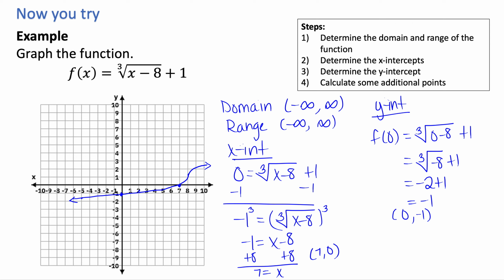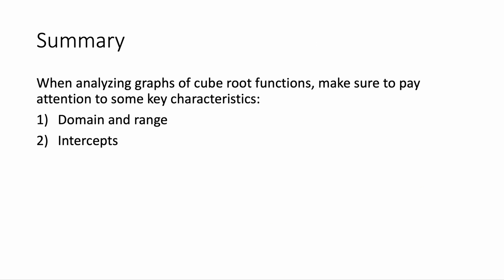Remember, when you're analyzing graphs of cube root functions, make sure to pay attention to some key characteristics. You want to think about the domain and range and any intercepts of the function.